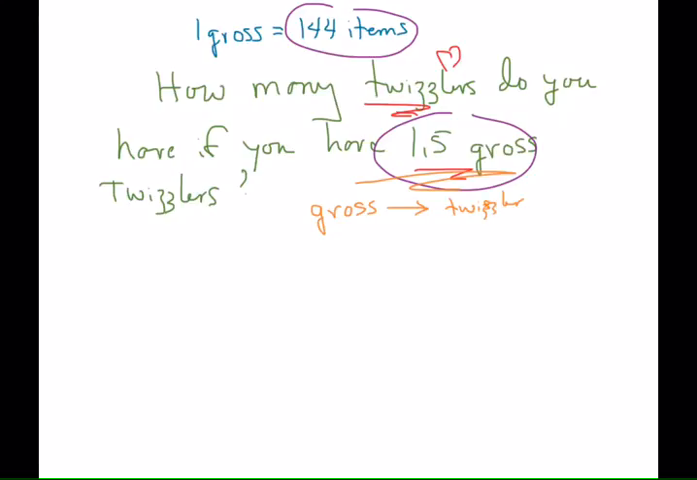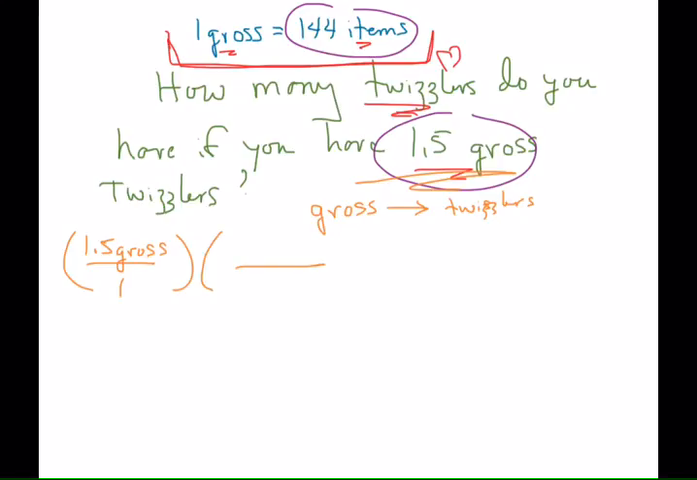And so the number we're going to start with is that 1.5 gross over 1. Okay. And then, as we've done before, I'm going to use this equivalency statement up here. I'm going to put gross on the bottom and units of Twizzlers on the top. So my next term goes like this: 1 gross on the bottom and 144 Twizzlers on top.